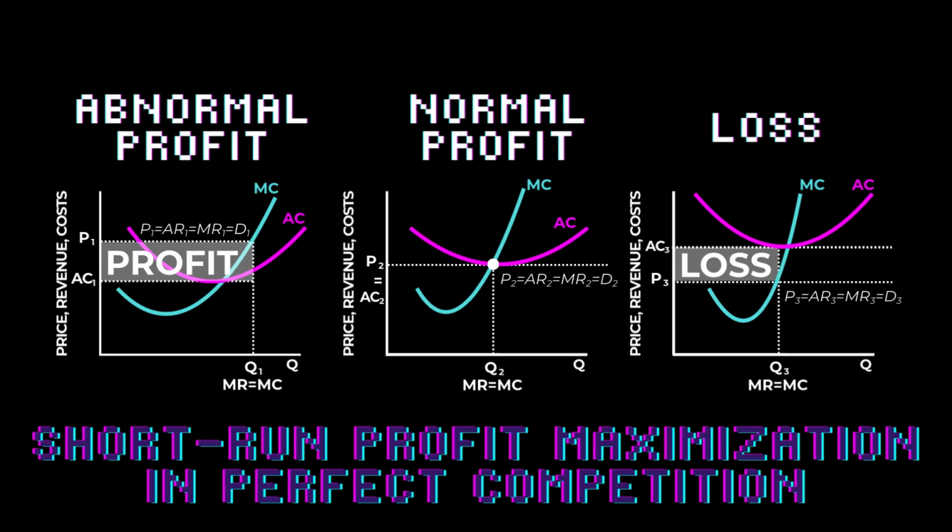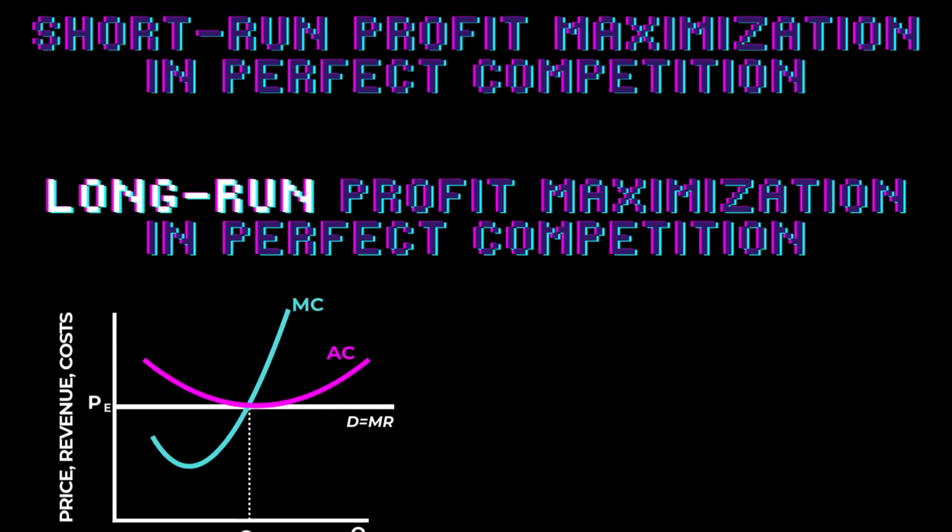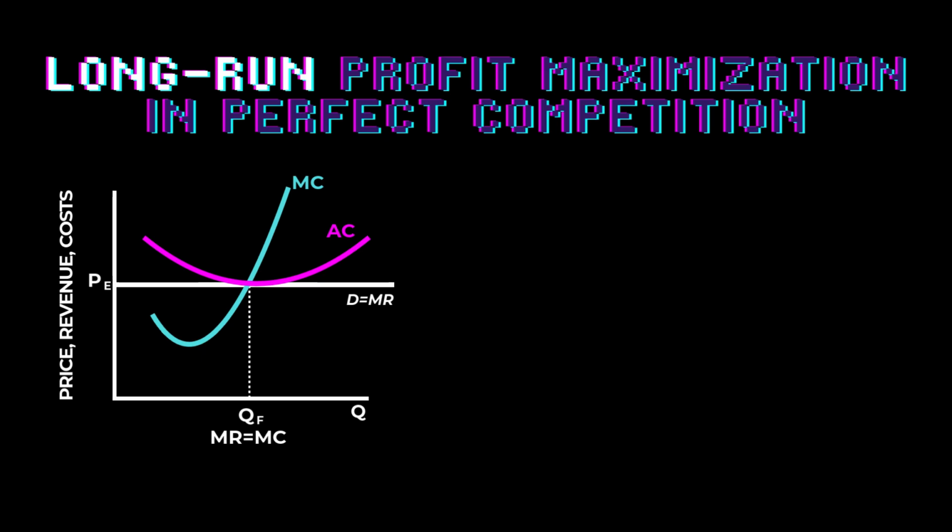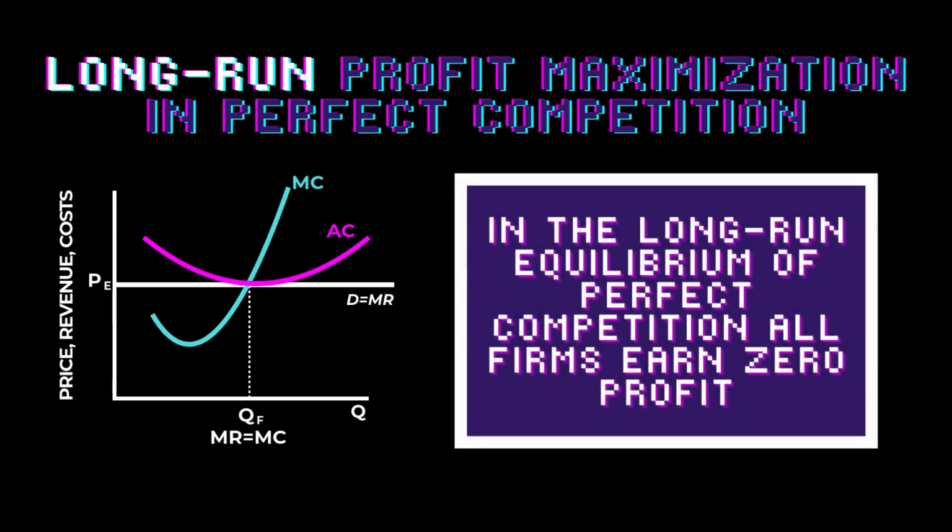Now let's look at profit maximization in the long run. Remember that in the long run, all of the firm's factors of production are variable. So then the number of firms in the industry is not fixed. And due to the very low barriers to enter the market, firms are entering and exiting the market as they wish. Okay, so here's a confusing part, but hang with me. In the long-run equilibrium of perfect competition, all firms earn 0 profit.